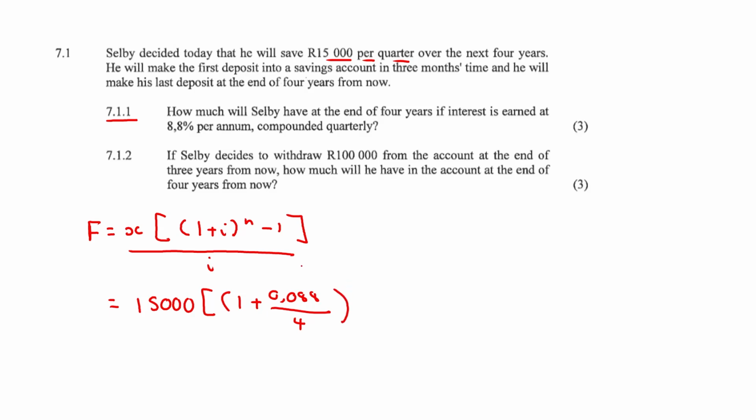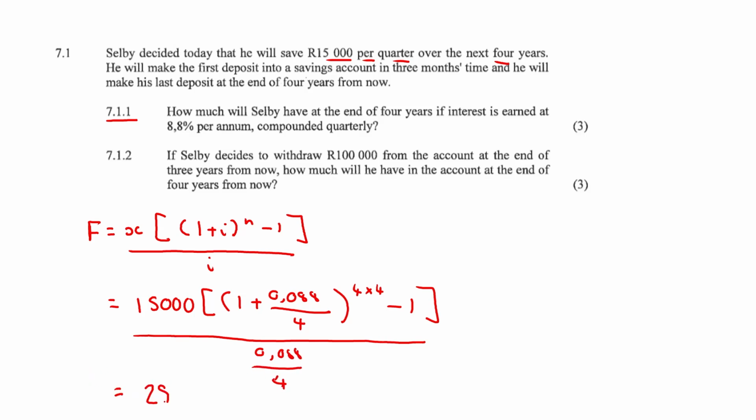Close the bracket. Our N value, how many years is it? 4 years, times whatever was in our denominator. It's compounded quarterly, so 4 quarters in a year. That's going to equal 16, minus 1, and close the bracket, over our I value once more. You can just plug all that into your calculator and it will give you 283,972.28 rands as our final answer.